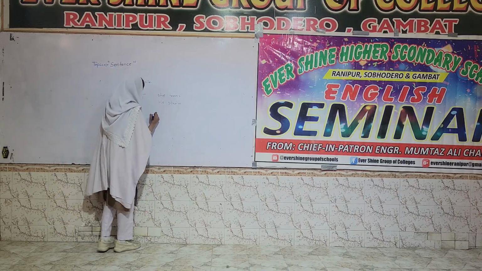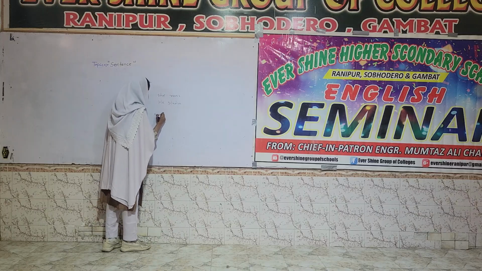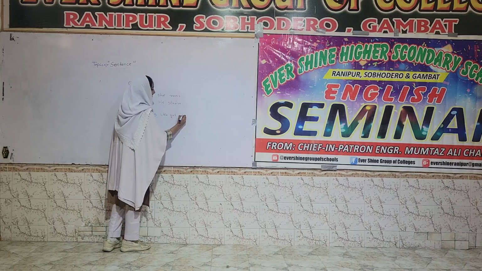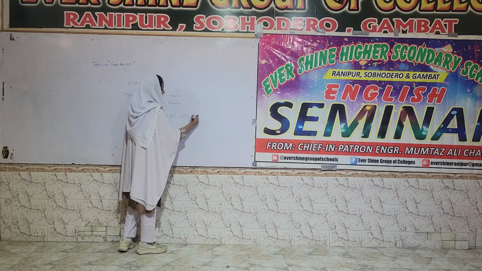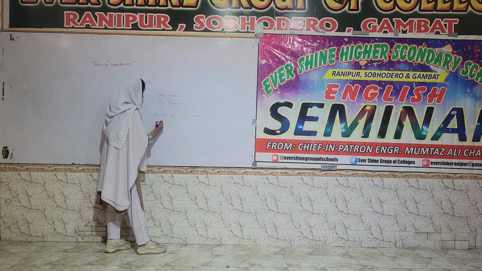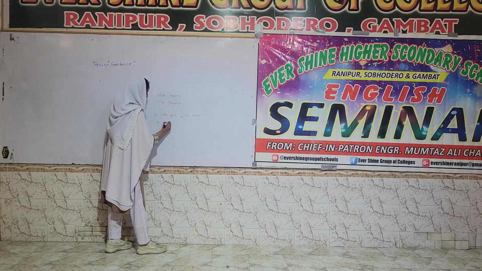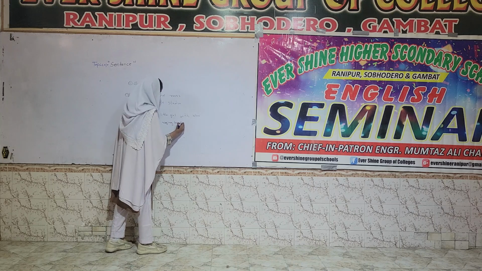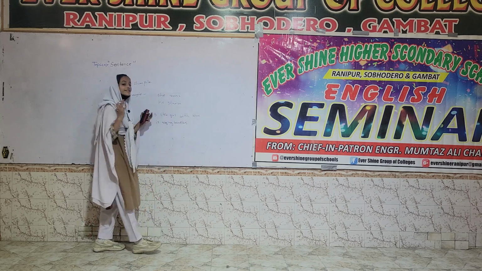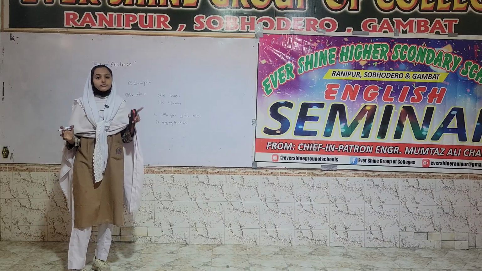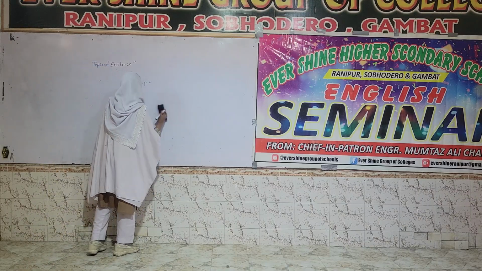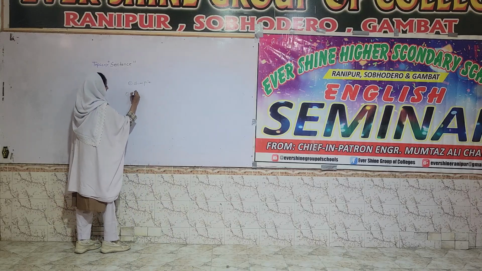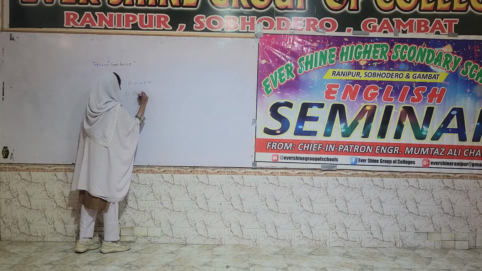If we write, a little girl with blue eyes is singing beautifully, it is still simple because it has only one main idea. Now, types of simple sentence. Number one, affirmative.